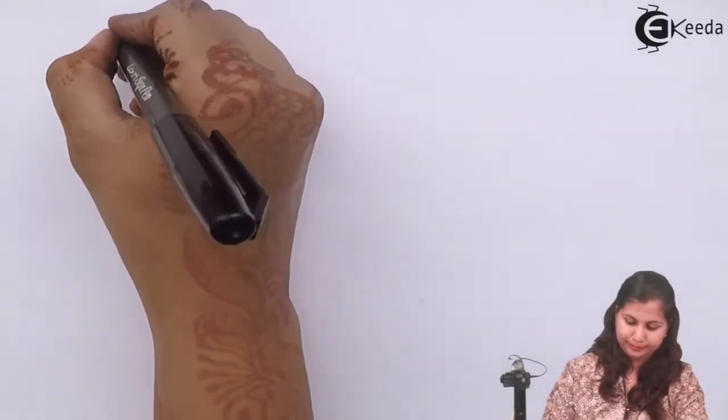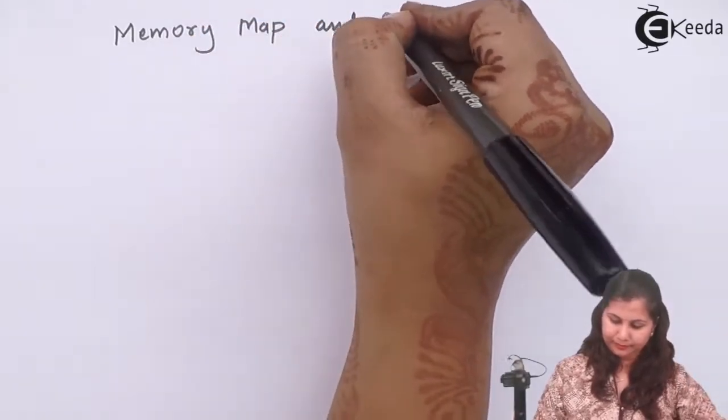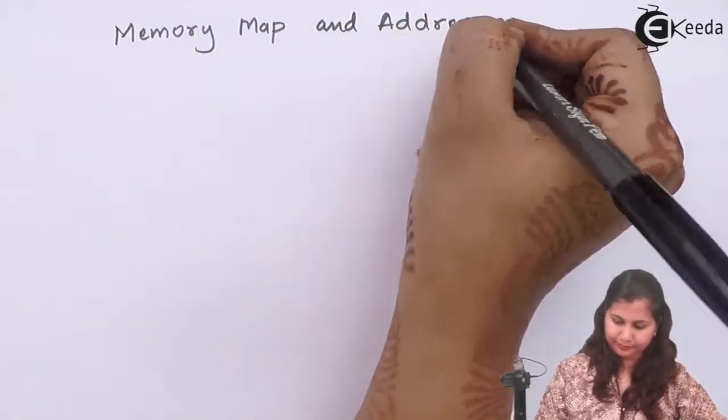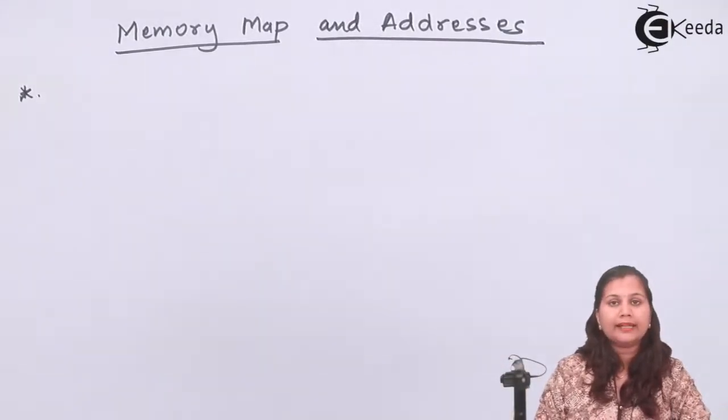Hello friends, in this video we will study about the memory map and the addresses in the microprocessor. So let's start with our topic. In 8085 microprocessor, we have 16 address lines.